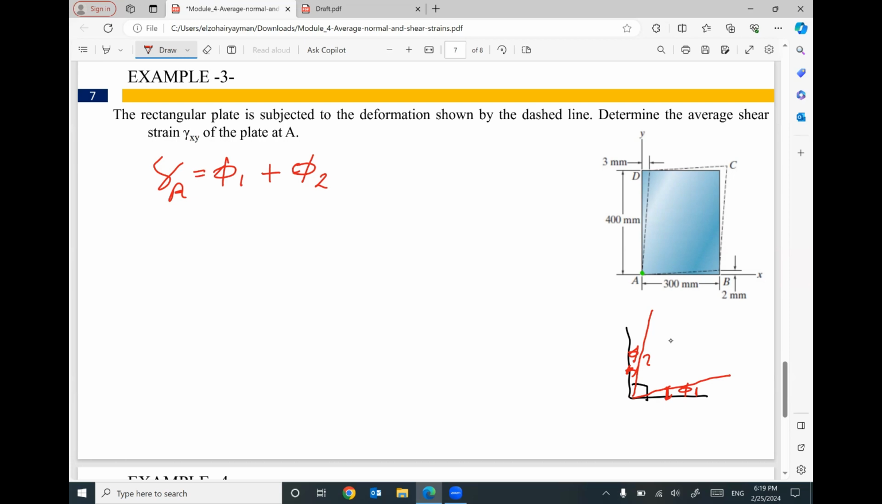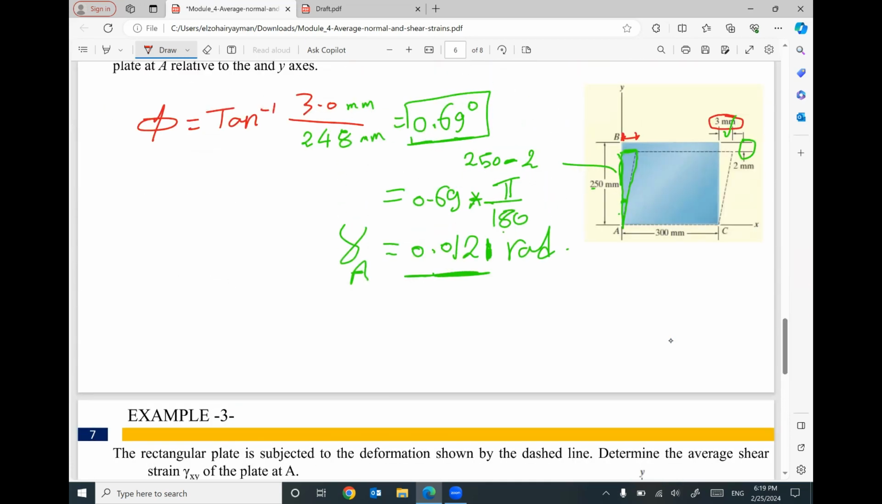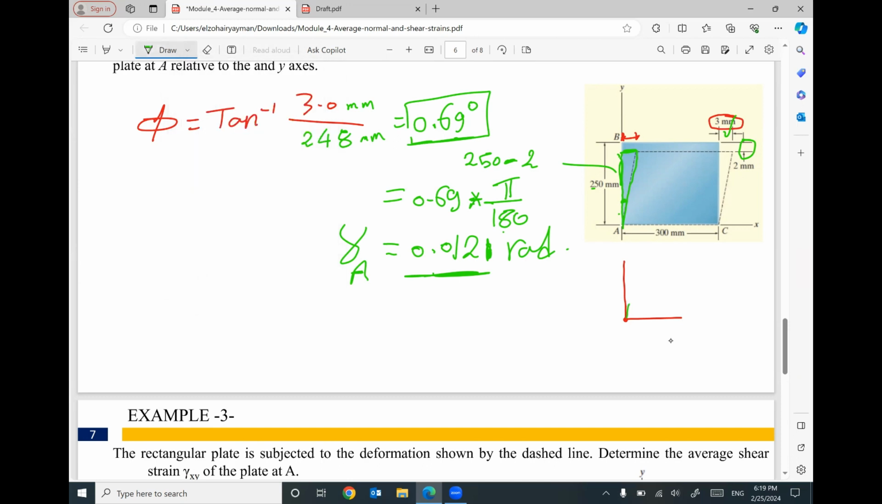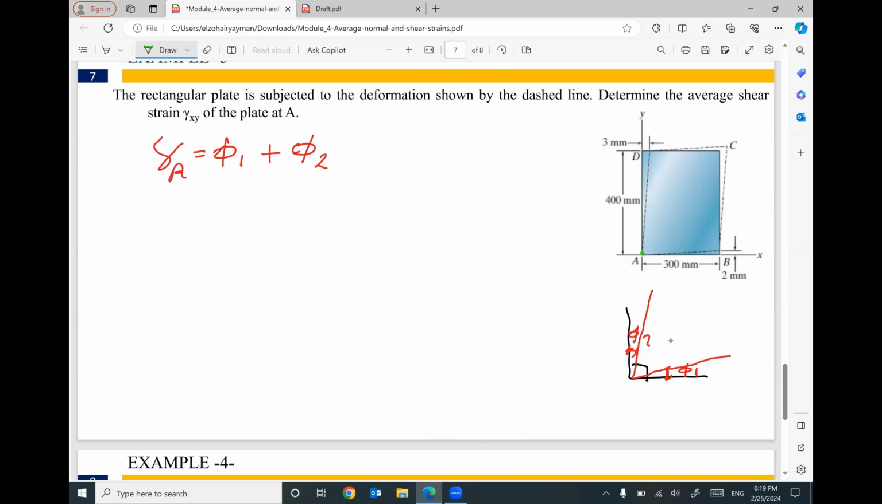That makes sense? In the previous example, at this corner A, the original angle was a right angle, but after deformation, we had a change in this line. So the change of the angle was this value of phi. But in this example, the original angle was a right angle, but we have deformation in this side and this side. So we have change of the angle phi 1 and phi 2. Let's start to figure out the value of phi 1. Phi 1 equals inverse tan of the opposite divided by the adjacent.